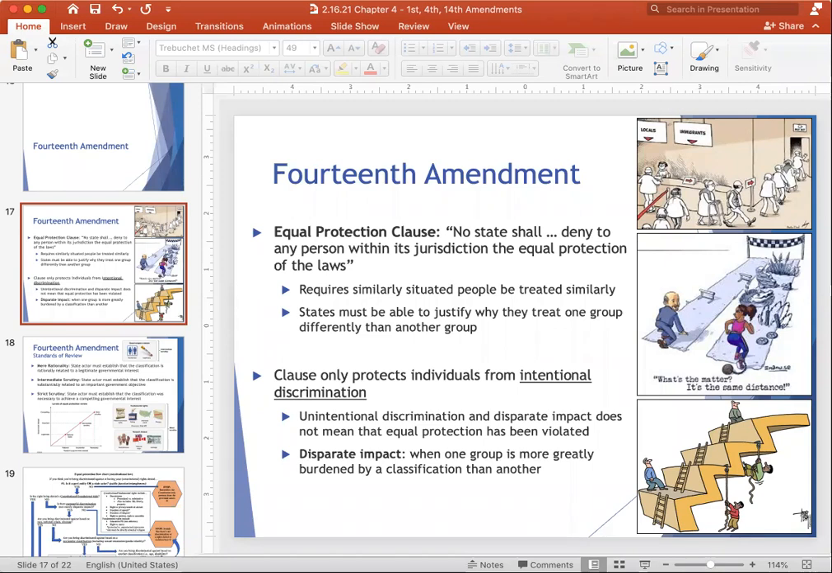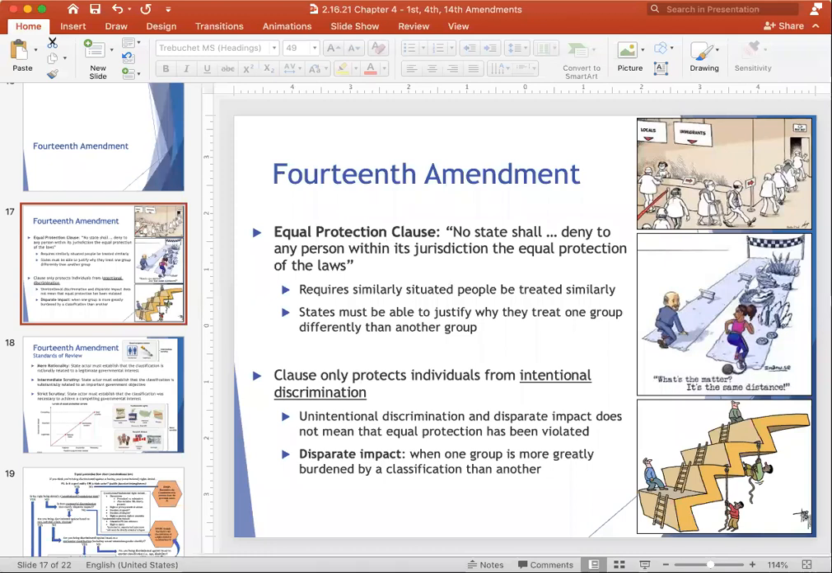Now, the 14th Amendment only protects against intentional discrimination. So I wanted that to be clear. Unintentional discrimination or disparate impact may not mean that your 14th Amendment right was violated. So disparate impact, you'll see a description on the slide here, is when one group is just more greatly burdened by a classification than another. So for example, Title IX has now allowed women to try out for men's contact sport teams, particularly when there is not a female equivalent sport. So that is a protection under Title IX.